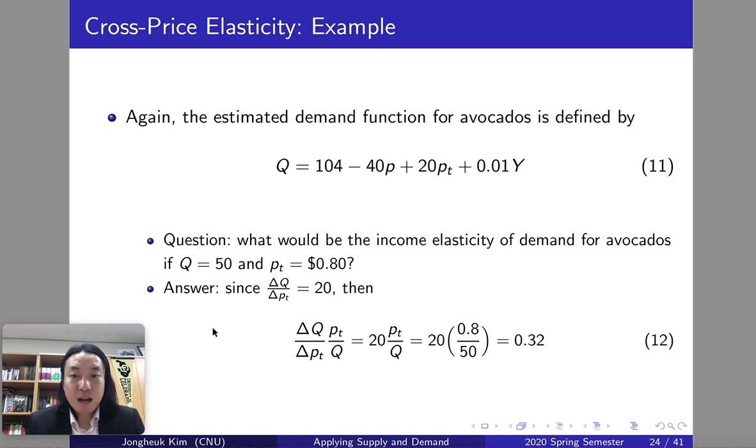So now we are focused on the third term on the right hand side, 20 times PT, because PT means the price of tomato, I think. Anyway, there is a typo. What would be the cross price elasticity of demand for avocado if the quantity equals 50 and the price of tomato is 0.80 cent? We already know the slope, which is 20. So delta Q over delta PT is 20, and we know the value of Q and the value of PT. So we know everything in the definition of cross price elasticity. You put those numbers in to get the right answer. And the right answer in equation 12 is 0.32. It is a positive number. That's important information.